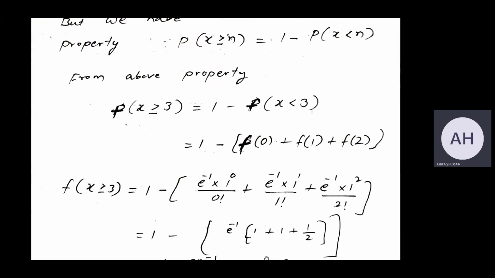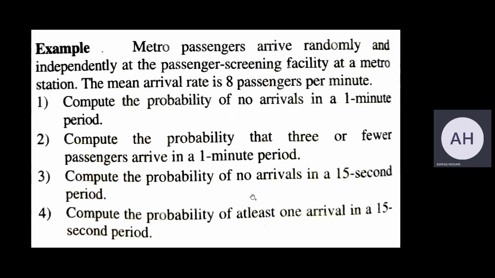Now, a very important example from the exam point of view. Metro passengers arrive randomly and independently at the passenger screening facility at a metro station. The mean arrival rate is 8 passengers per minute. So the mean is given in this question. Mean arrival rate is equal to 8, so m is equal to 8, but it is given per minute.